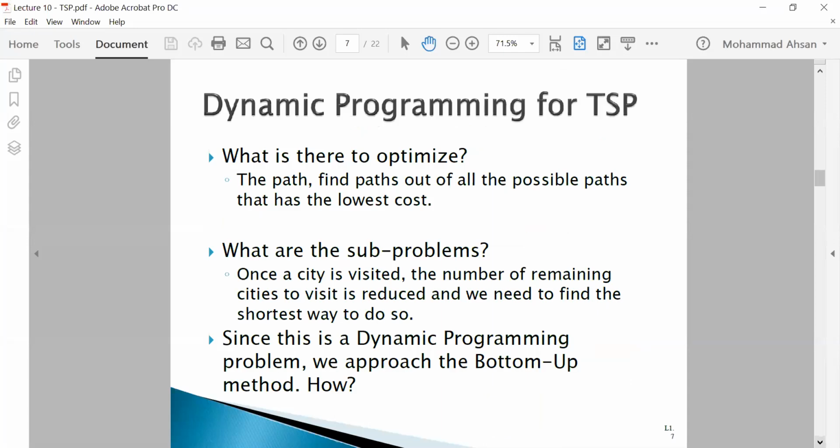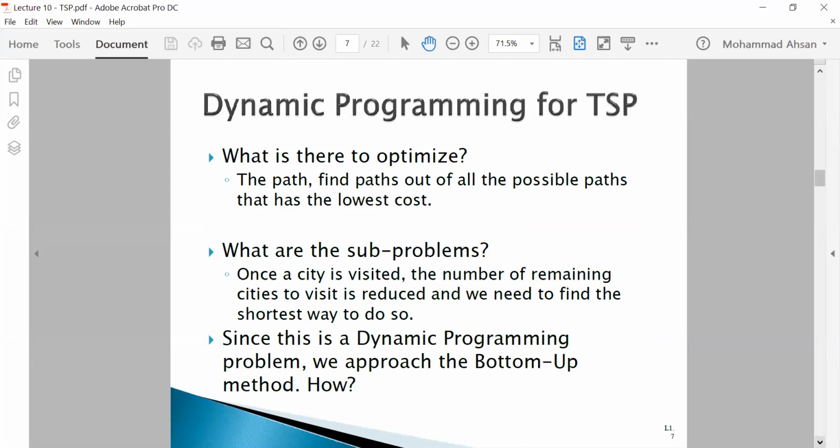Okay. First of all, if you're solving it using dynamic programming, what is there to minimize or optimize? We have to optimize the length of the tour. So the length of the tour has to be minimum. Okay. So of all the possible paths that you can take between these cities, you have to find the path with the minimum cost or the lowest cost. So it's a minimization problem.